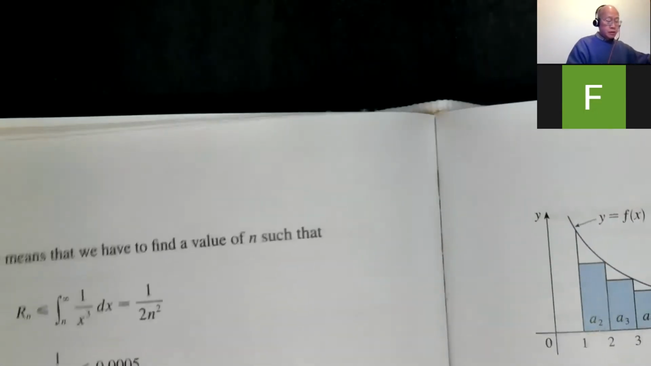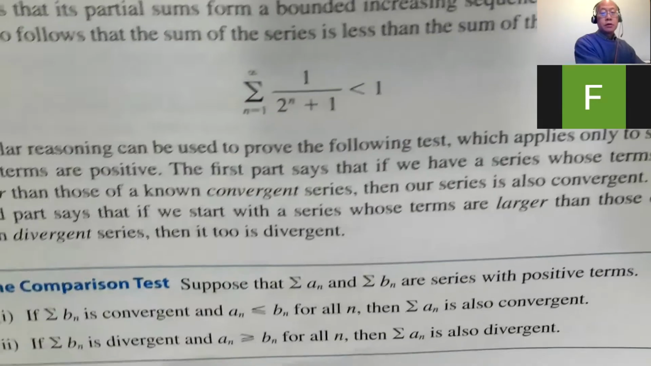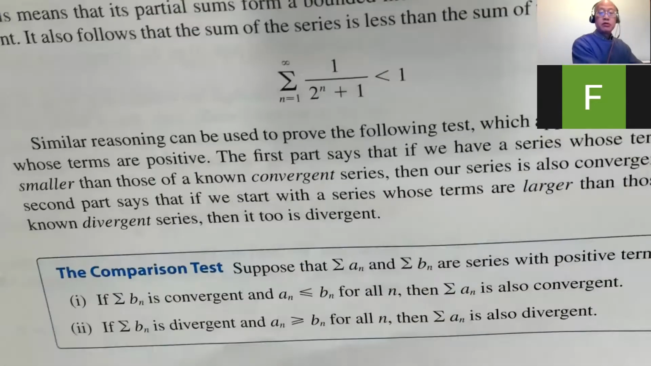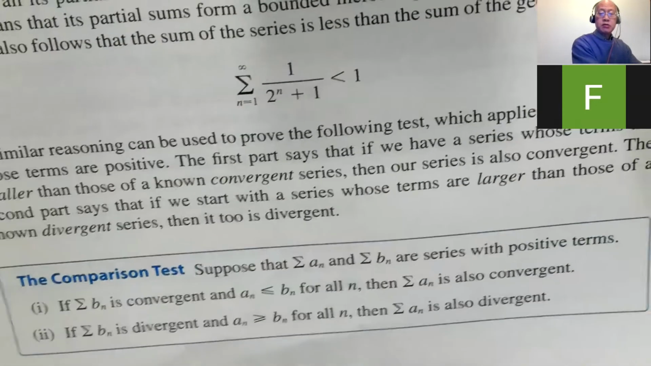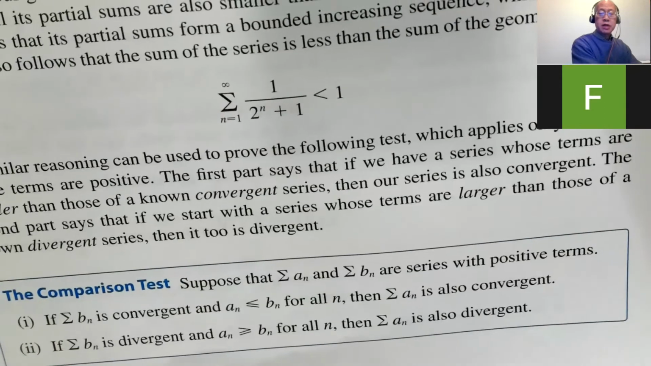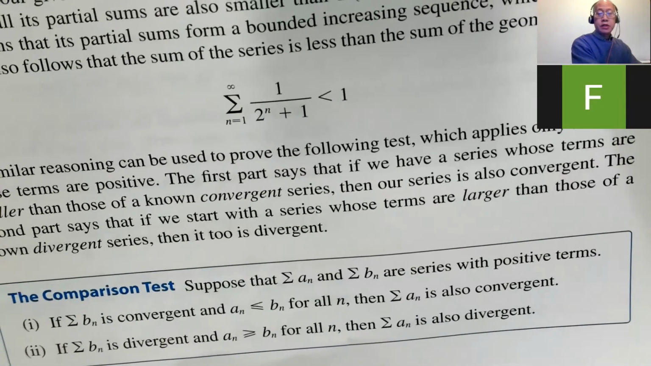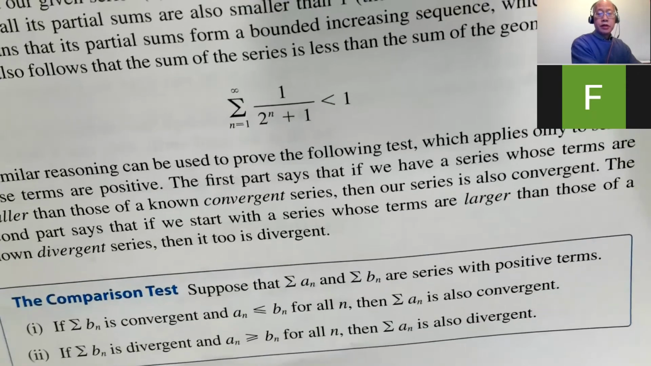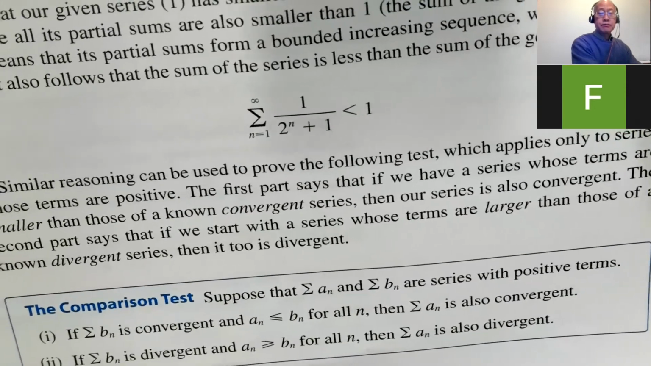Right, so the text version of the comparison test is here, page 727. If you have two series with positive terms, A sub n and B sub n, or series, by the way, side note, series is singular and plural. So the plural of series is still series, it stays the same.